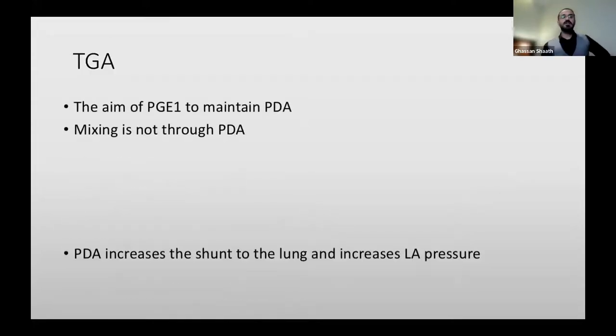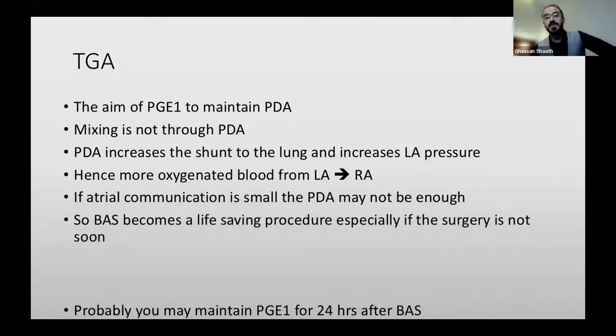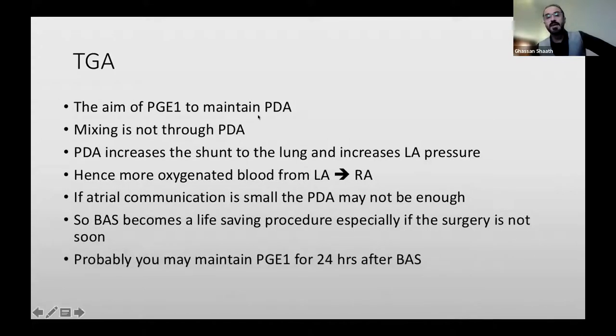So emphasizing, the aim of starting prostaglandin is to maintain the BDA open, and mixing is not through the BDA. It rather goes from non-oxygenated to oxygenated, so we don't get our mixing there. The main mixing comes from atrial communication.